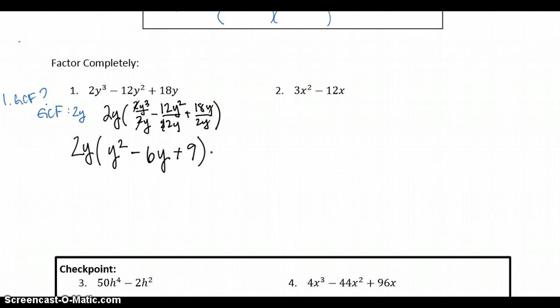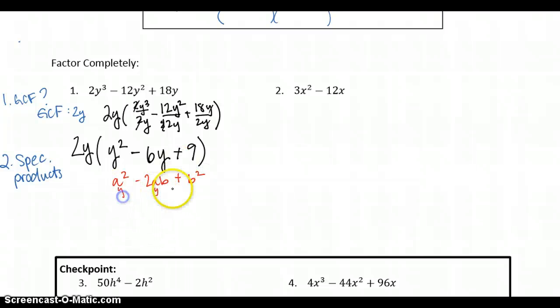So I've done step 1. I factored out my greatest common factor. If you look at what's left in parentheses, there's nothing that's the same. So step number 2 is to look for special products. Do I have any special products here? I do. The polynomial inside follows the pattern of a squared minus 2ab plus b squared, where a equals y and b equals 3.